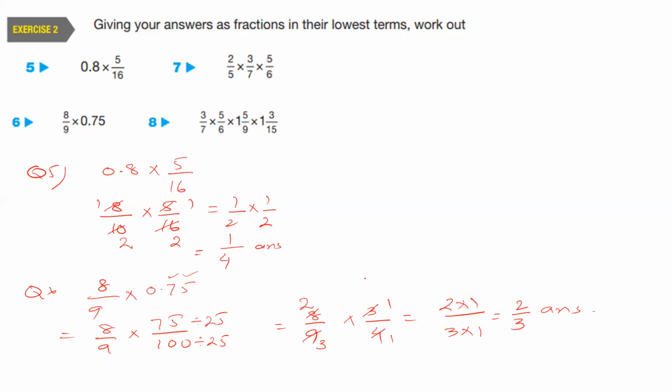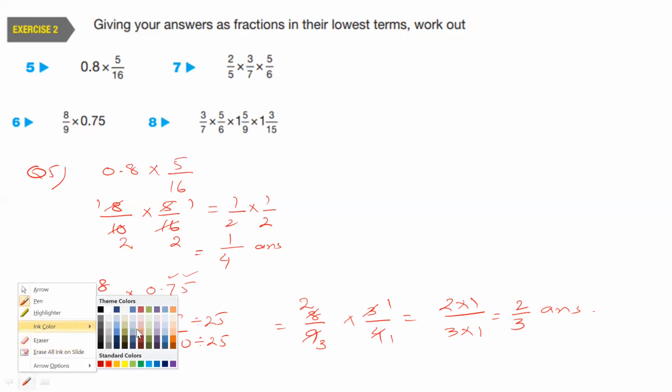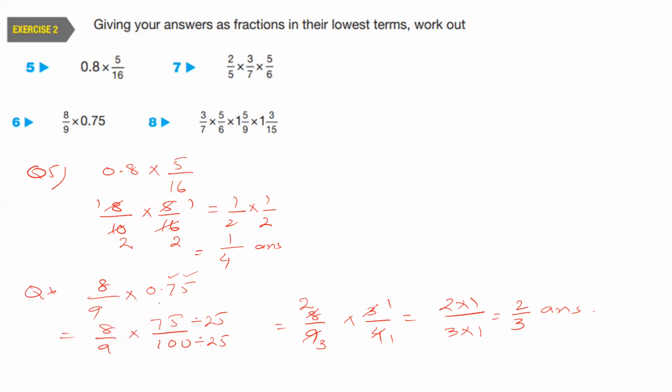Now we go for question number 7 and we can change the color so that we may identify. In color we can change into, let's see, we have the blue one now. Question 7. As you can see, this is 2 upon 5 times 3 upon 7 times 5 upon 6. We rewrite the question so that we may solve it.